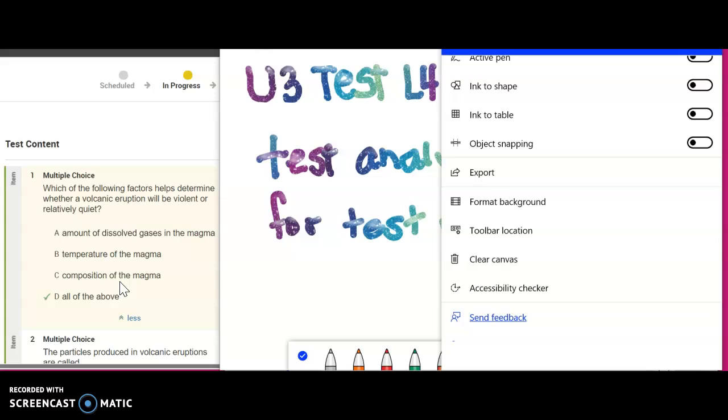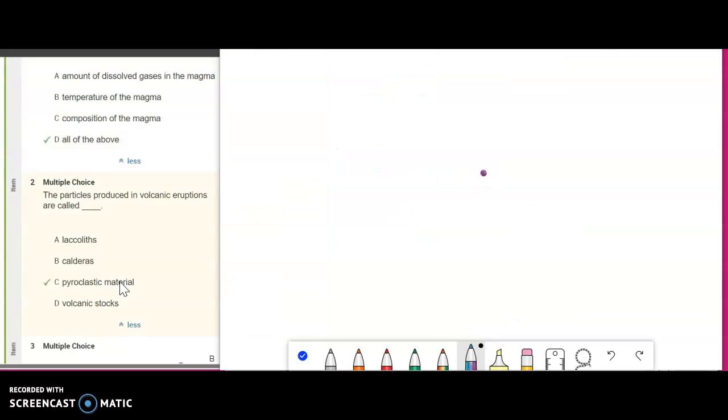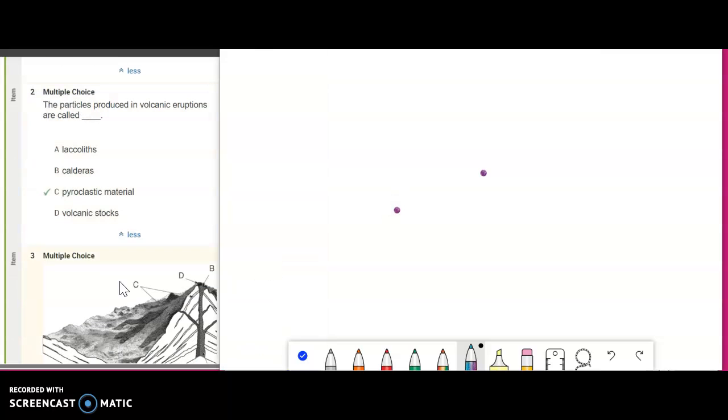So our next question is, the particles produced by volcanic eruptions are called what? Now, this is just a definition. Laccoliths are not something that we've ever heard of. We're going to have to talk about those in class. Calderas, that is a definition of a part of a volcano. The caldera is the top part of a volcano, when you have your volcano here and your caldera is here.